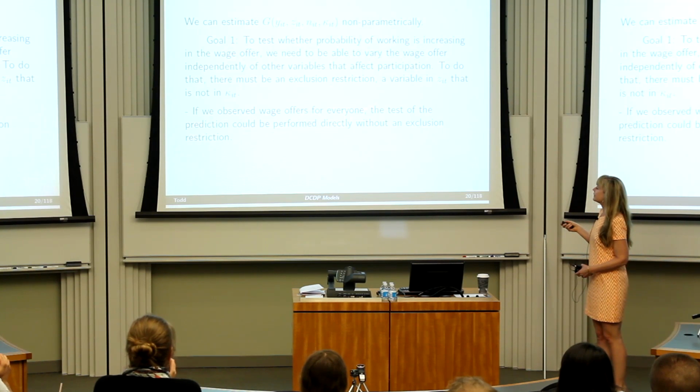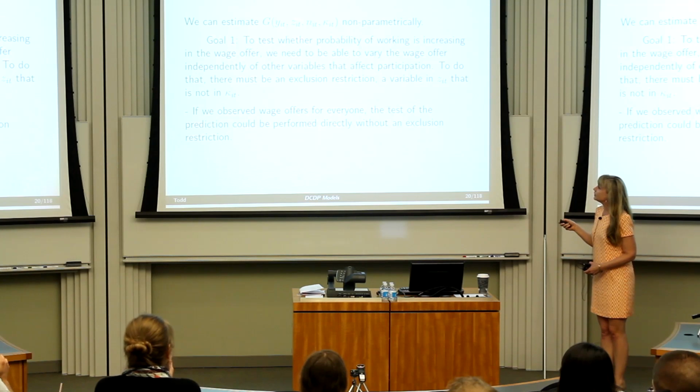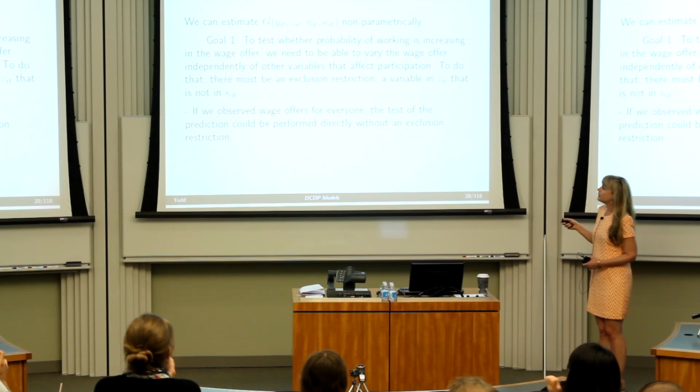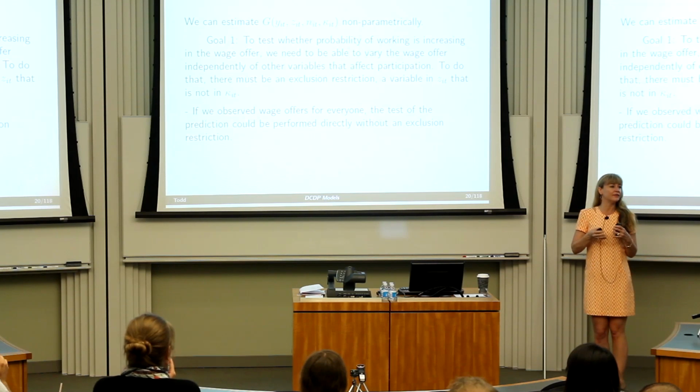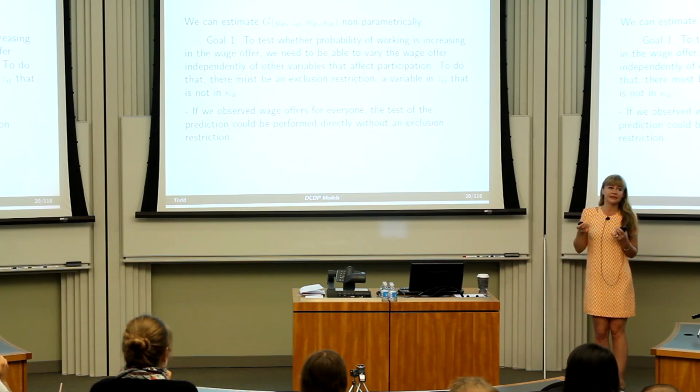So you need what we call an exclusion restriction, that there has to be some variable in Z that's not in kappa, and also not N. N is number of children, so that shouldn't really affect the wage offer. But if Z and kappa perfectly overlap, then you could not vary the wage offer independently. So what kind of variable would you put in Z that, say, maybe is not in kappa?